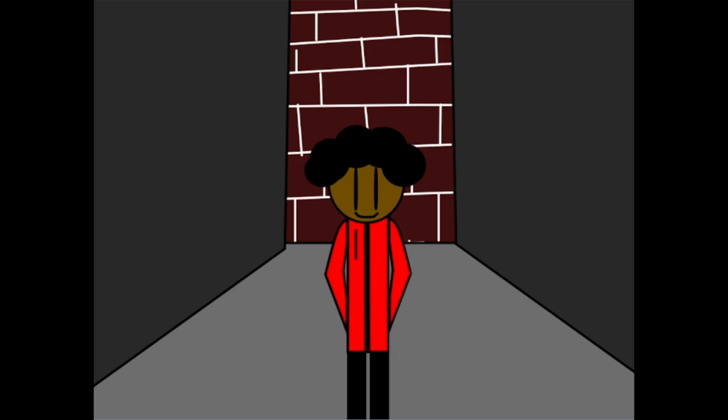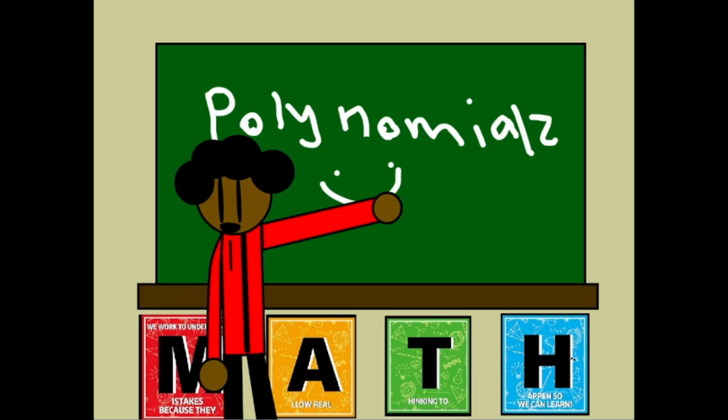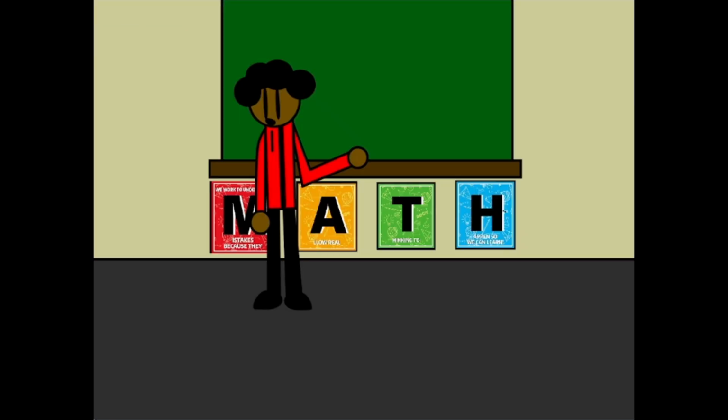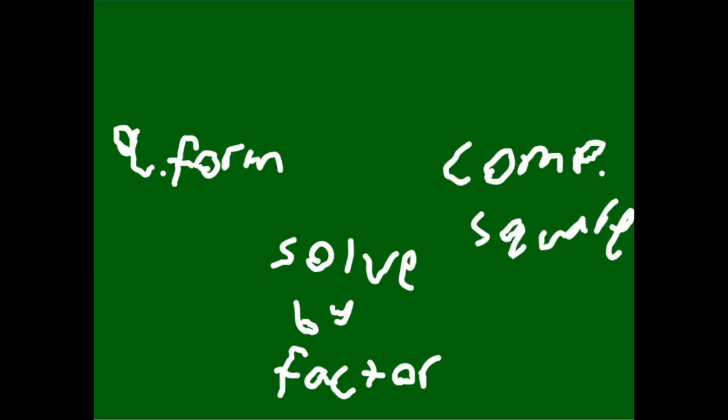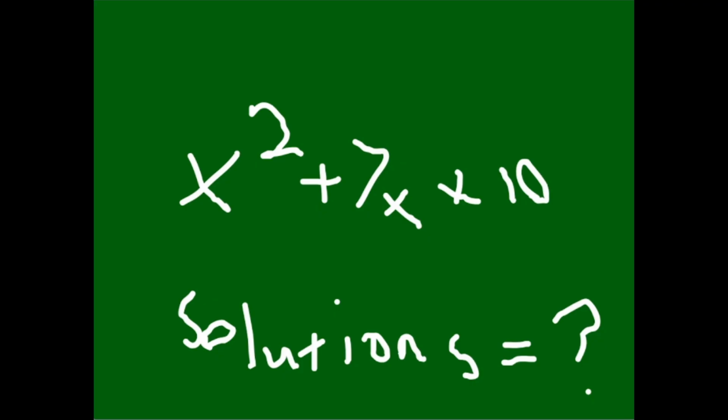No, not anymore. In order to figure out how much money you're gonna rob me of, we have to figure out the sum of the two solutions to an equation. Let's start off with the multiple ways to find the solutions. There's the quadratic formula, solving by factoring, and completing the square. The easiest of these is solving by factoring. So let's solve x squared plus 7x plus 10 using this method.